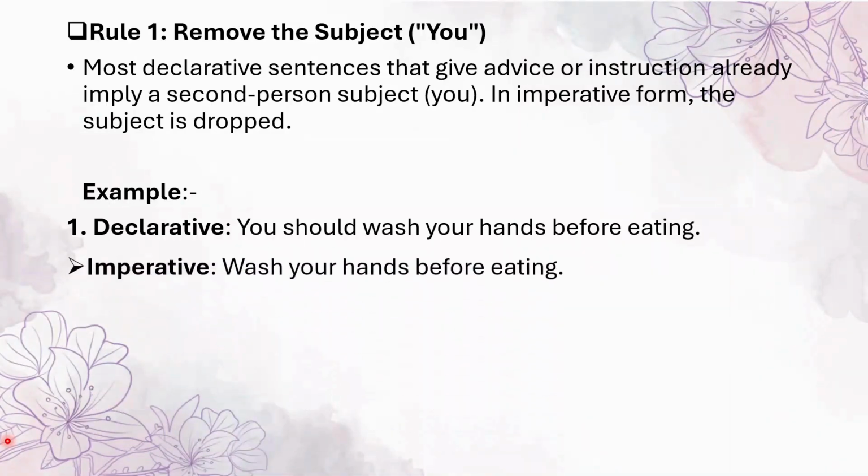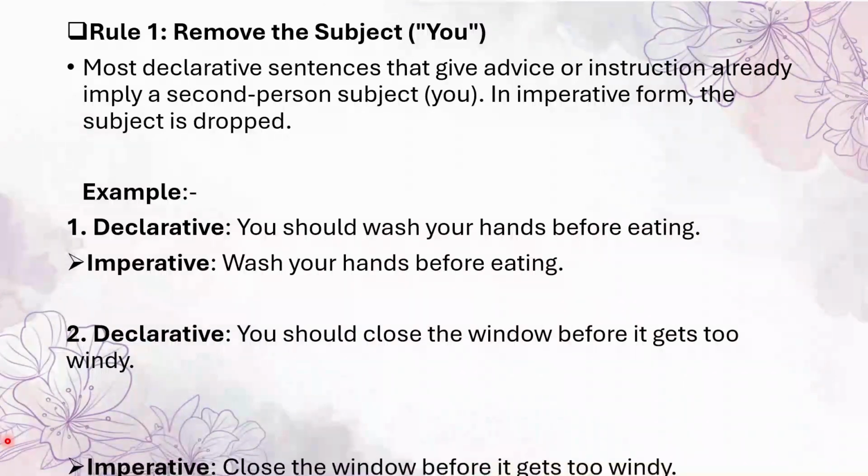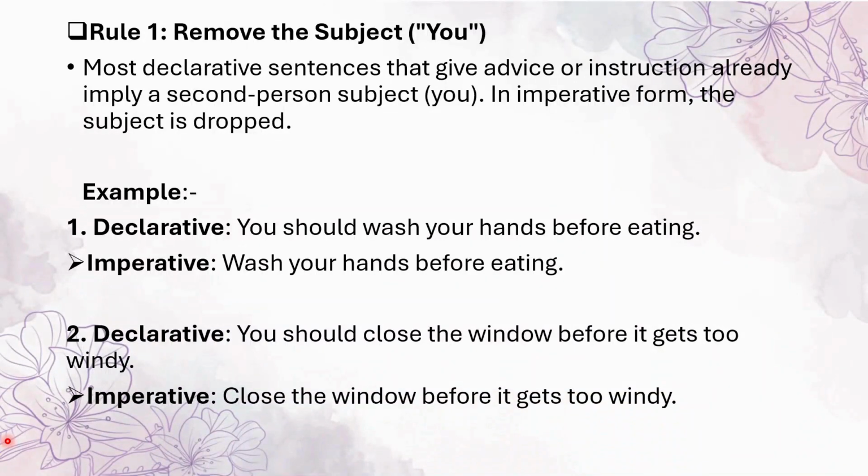Let me give you one more example. You should close the window before it gets too windy. Whose imperative form is close the window before it gets too windy. Again, we are giving an instruction to you, but in imperative form, we don't need to write you. It's already understood by the listener or the reader. So, when changing such sentences, find the subject you, drop it completely, start the sentence with the main action verb. It's a small change, but it makes your sentence much more natural and direct.